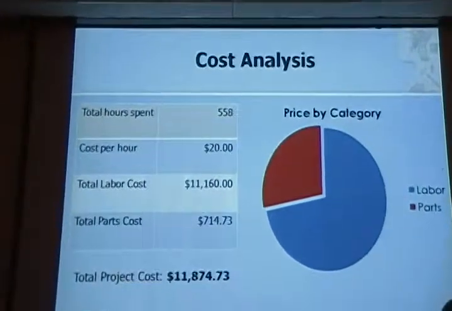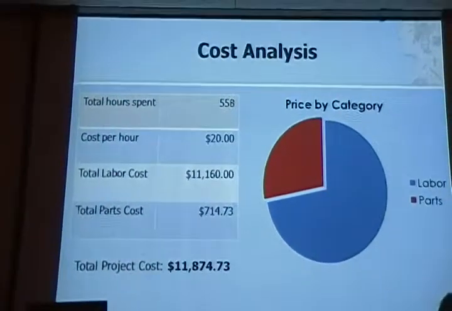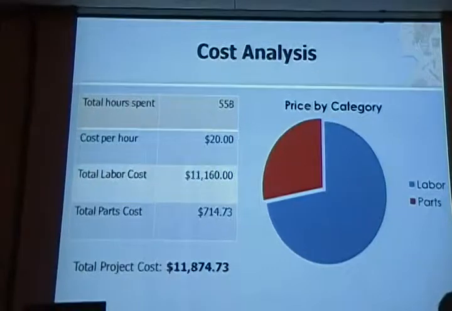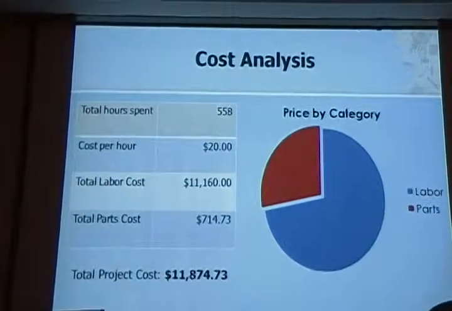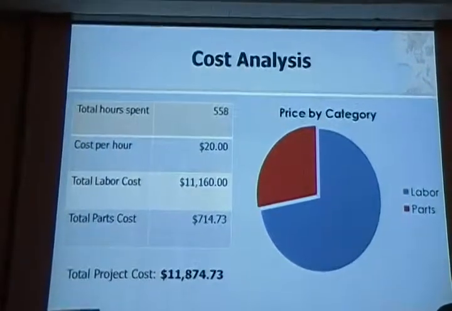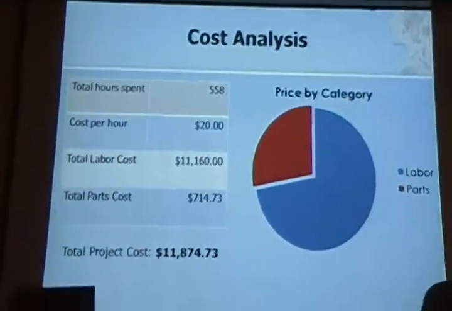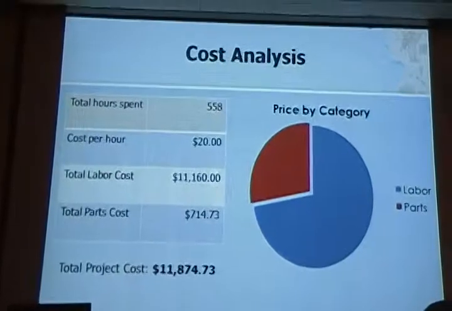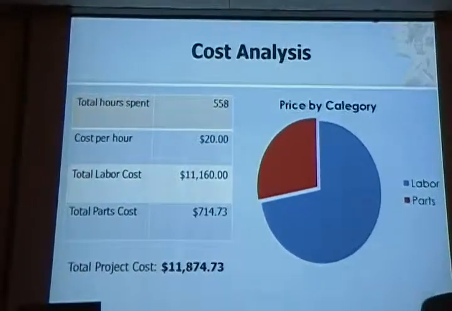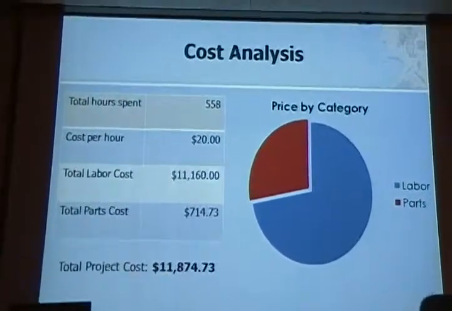That's the cost analysis. We spent a total of almost $12,000, that's including the labor and parts. But parts alone is only $714.73. For the labor, we spent a lot of time testing the hardware as well as testing the software, seeing what the exact placement would be, and seeing how the projector and camera should be placed so that the output would be in exactly the right place.